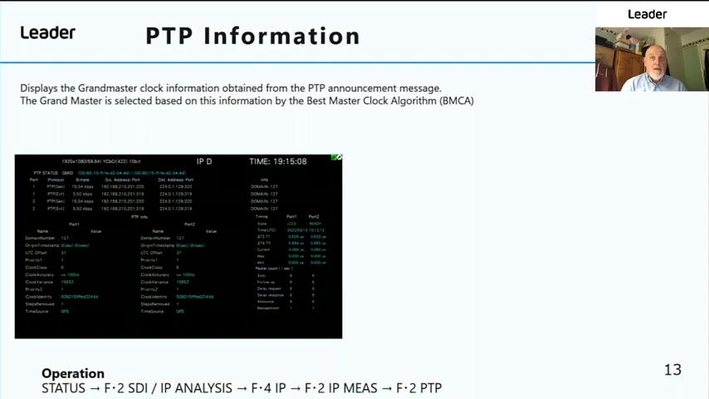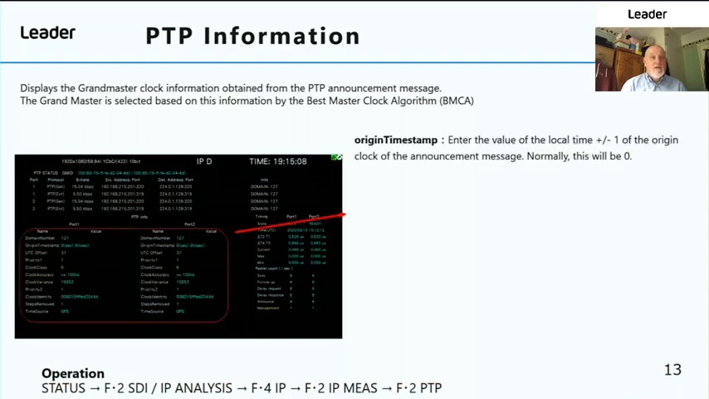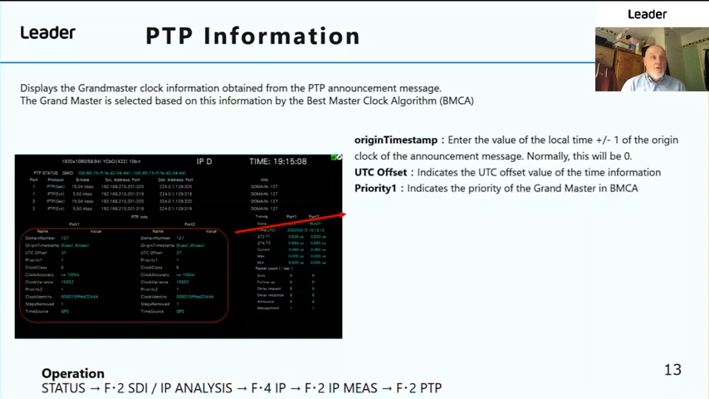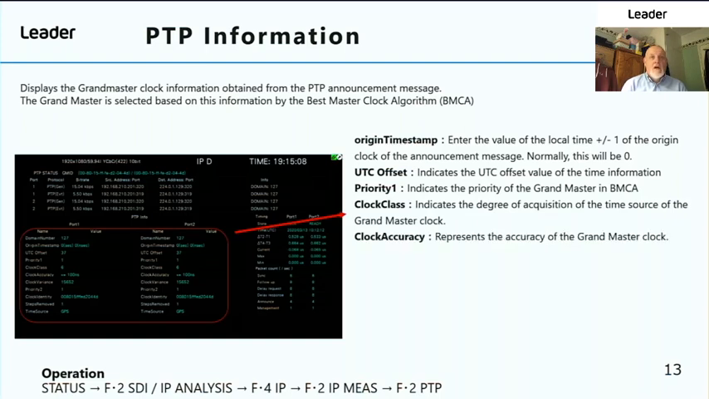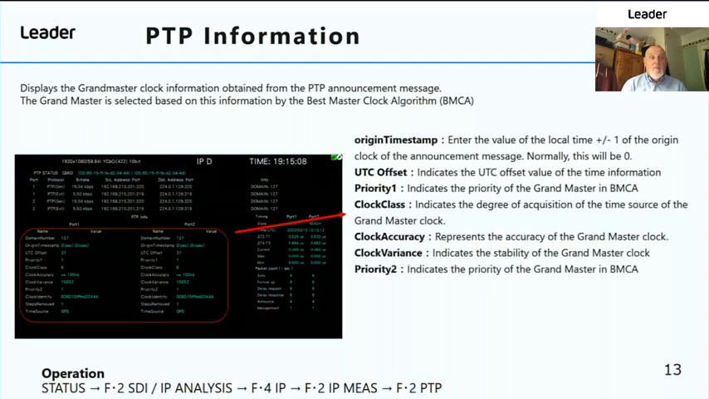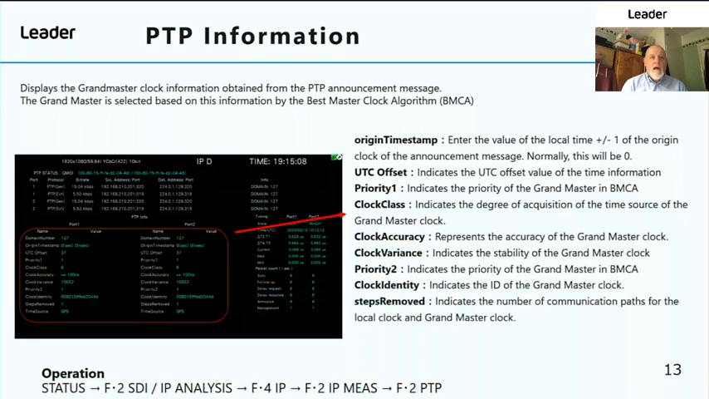So here we have a display of the best master clock algorithm from the Leader LV4610 True Hybrid IP and SDI waveform monitor. And here you can clearly see it's displaying the original timestamp, the UTC offset, priority 1, clock class, clock accuracy, clock variance, priority 2, clock identity, steps removed, and time source. And these are used to identify the best clock to become the Grand Master.